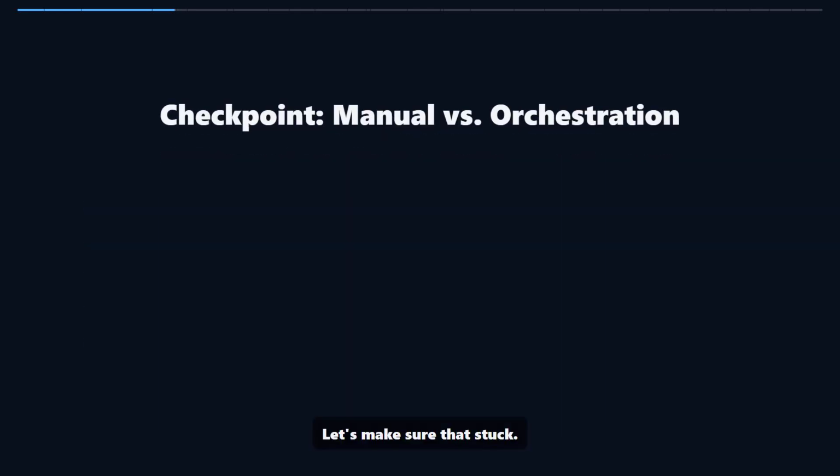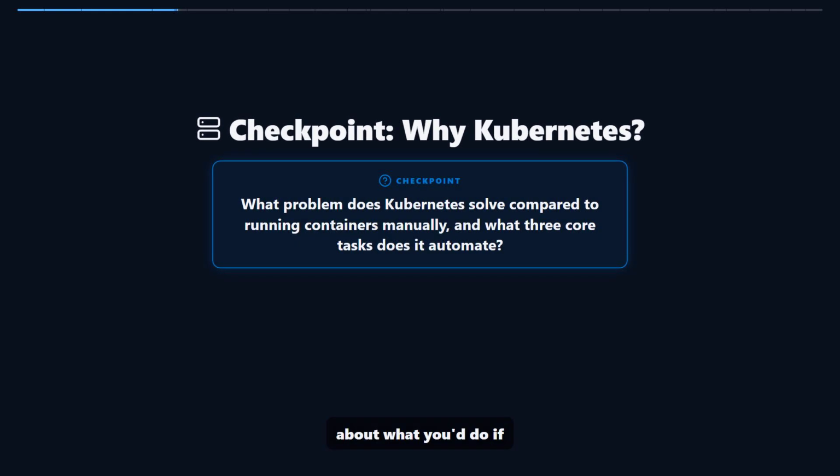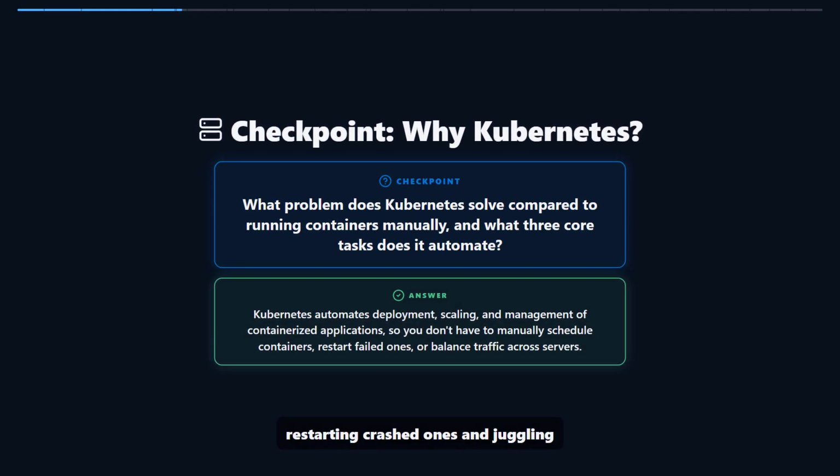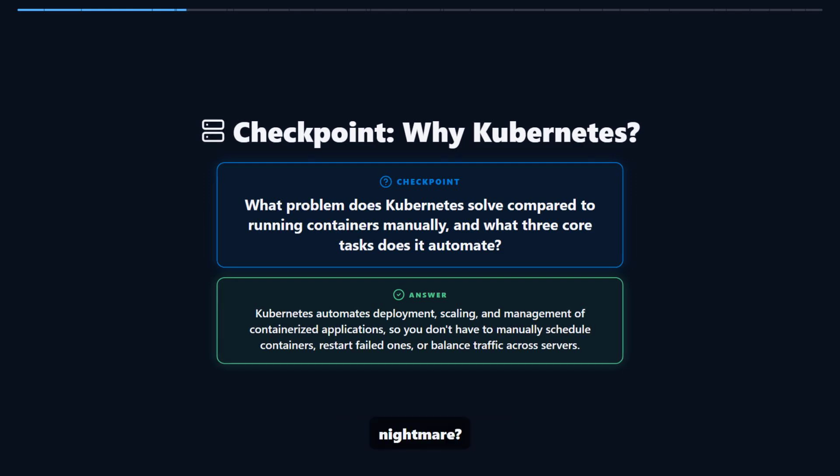Let's lock this in. Think about what you'd do if you had to run 10 containers across 5 servers manually, restarting crashed ones and juggling ports. What does Kubernetes automate that saves you from that nightmare?